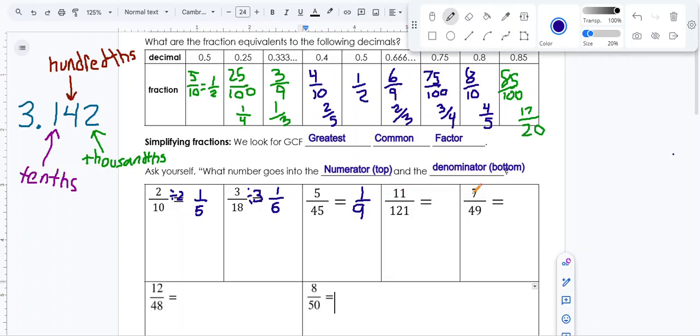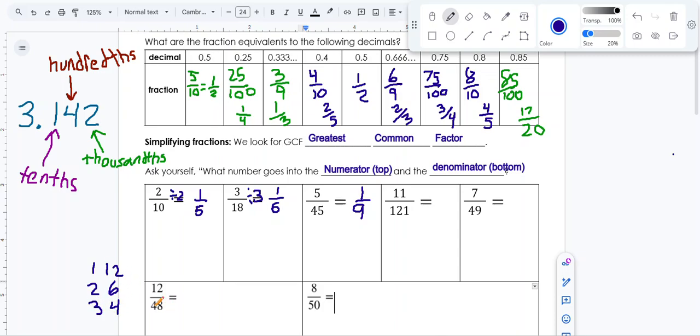prime numbers. 11 and 7 are prime. The only things to go into it are 11 and 7 right here, right? So you're going to divide those by 11 and 7. But let's say you don't have a prime number on the top. So like 12. So 12, what are my factors of 12? Well, I can do 1 times 12, right? I can do 2 times 6, or I could do 3 times 4. So those are all my factors of 12.